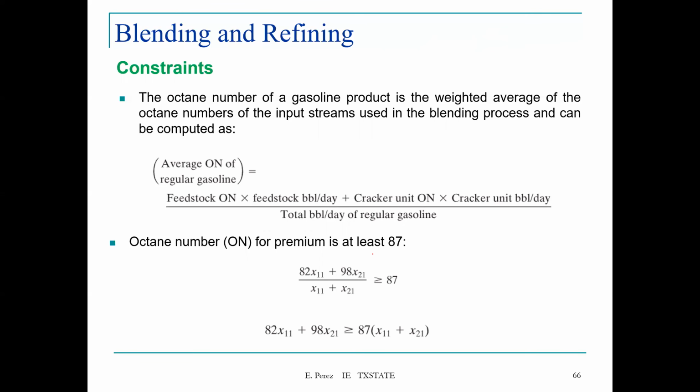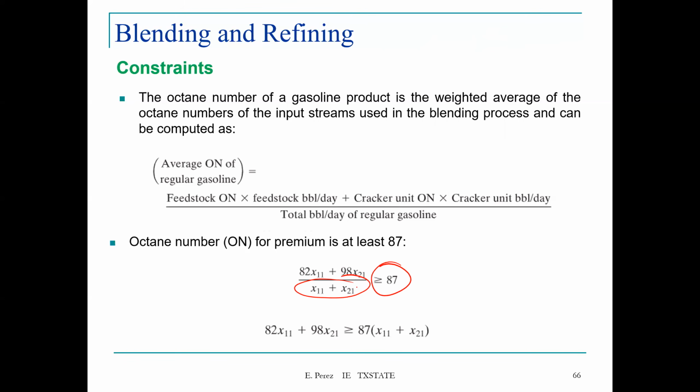So the octane number for premium is at least 87. We can use that equation to compute that. So it's going to be 82 times X11 plus 98, which are the octane numbers for the feedstock and the cracker. So we can find that weighted average multiplying X11 by 82 and X21 by 98 and divide everything by the total gasoline produced, and that has to be greater than 87.